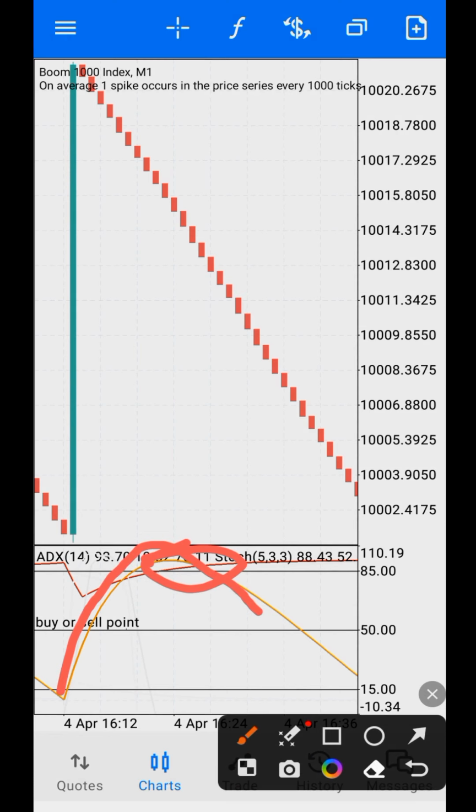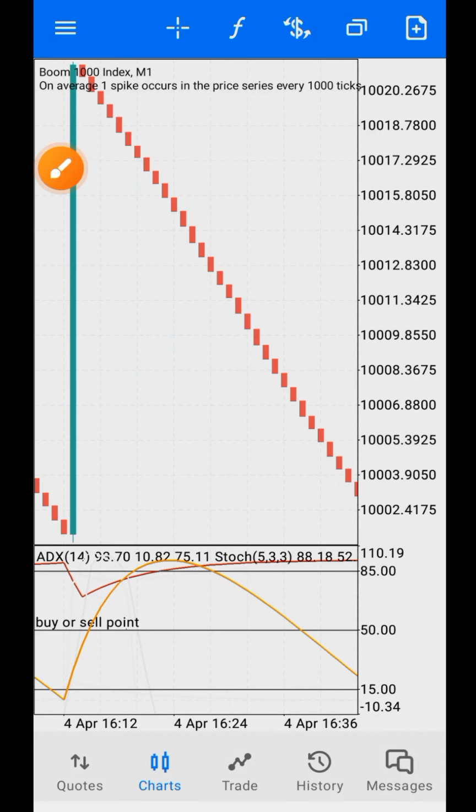Where we have interest is where the moving average 14 crosses the ADX at the overbought region. That is when we are trading Boom. When the moving average crosses the ADX at the overbought region, you patiently wait to confirm the trend. You understand? How do we confirm the trend?